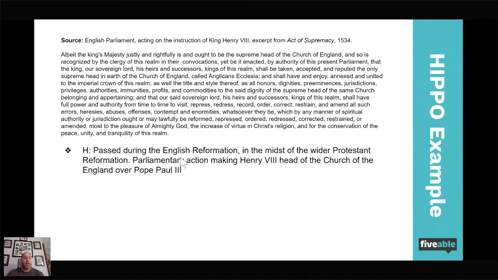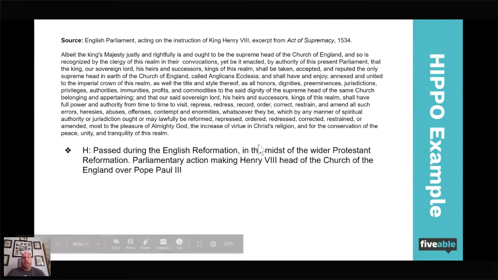We know that Parliament is now taking power away from Pope Paul III by making Henry VIII the head of the Church of England. Okay, specifically the head of the Church of England. This is very important to understand. At this time frame, King Henry still believed himself to be a Catholic. All right, he still believed that the Pope had a place. He just didn't believe the Pope had a place over the Church of England.